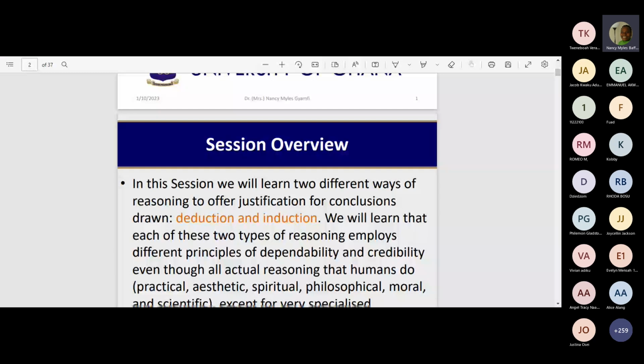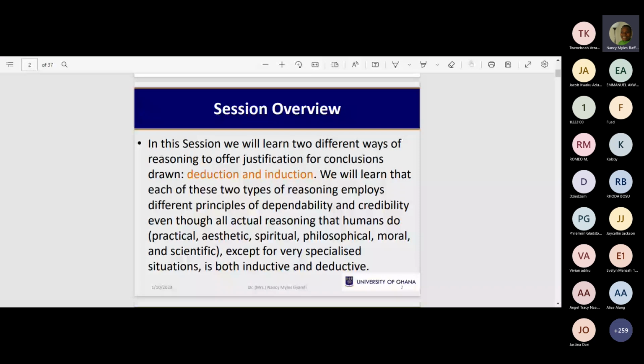What should you know in the session? In this session, we learn two different ways of reasoning to offer justification. Look on my screen, please, for conclusions drawn. We are going to look at two ways of offering justification for the conclusions that we draw. The two ways of reasoning I have in mind here are deduction and induction. We will learn that each of these two types of reasoning employs different principles of dependability and credibility.